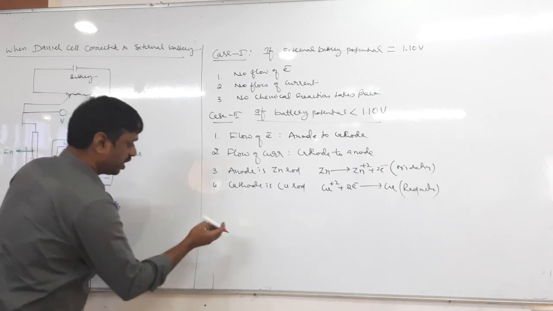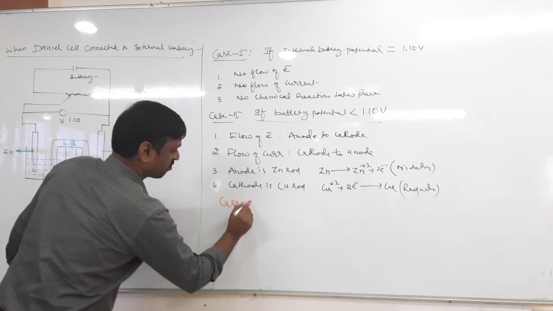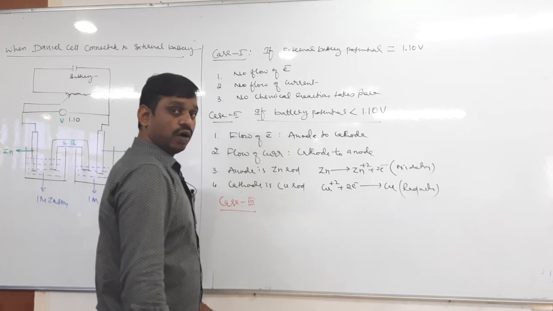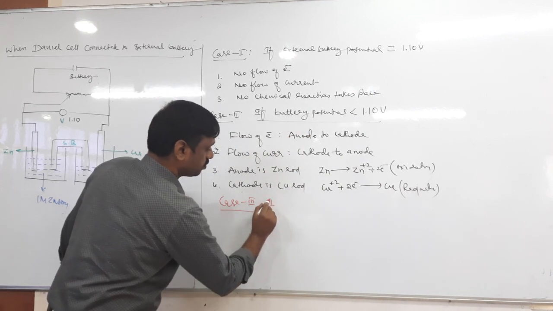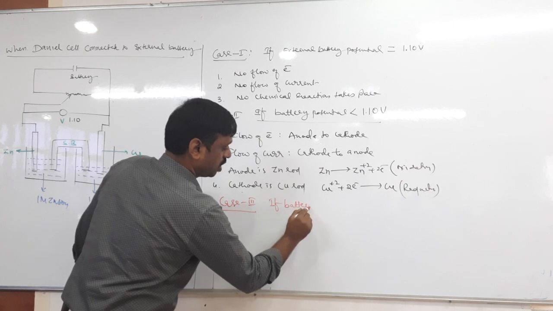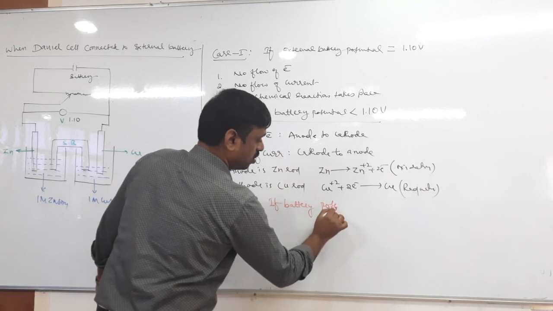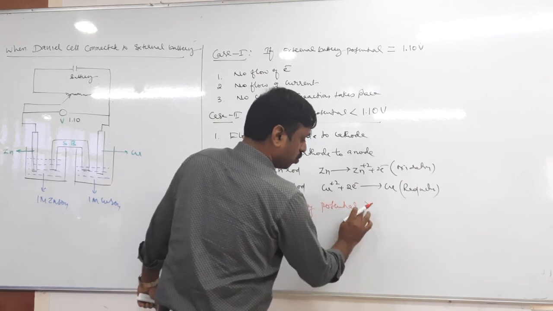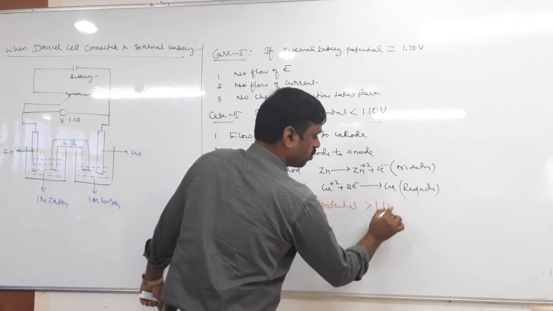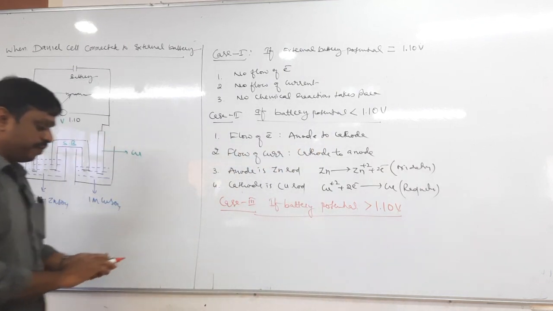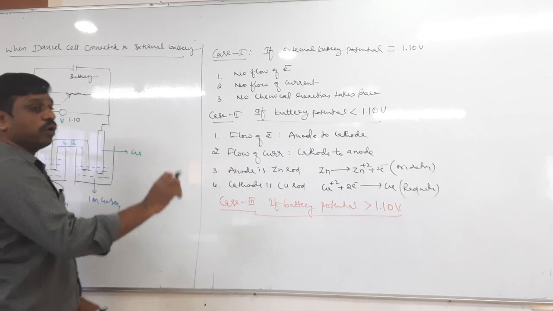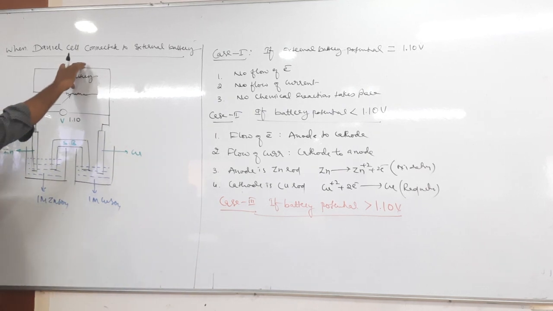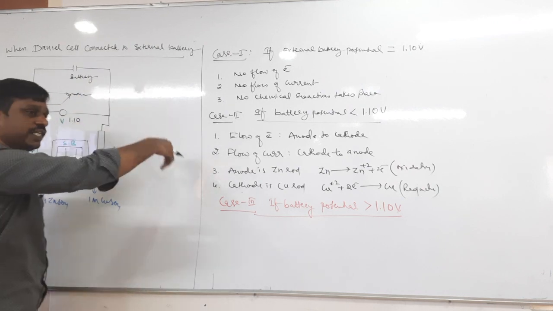Tell me, in case 3, if the battery potential is greater than our Daniell cell potential, what is the Daniell cell potential? 1.10 volt. Now tell me, if our battery potential is more, then what reaction takes place? If this battery potential is more, then all the reactions take place just in reverse.